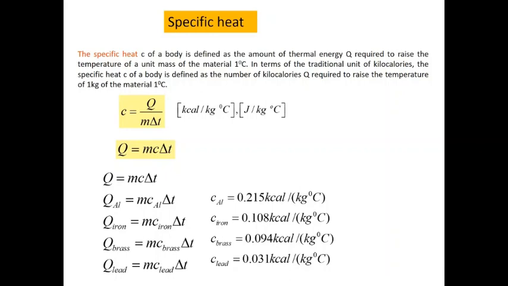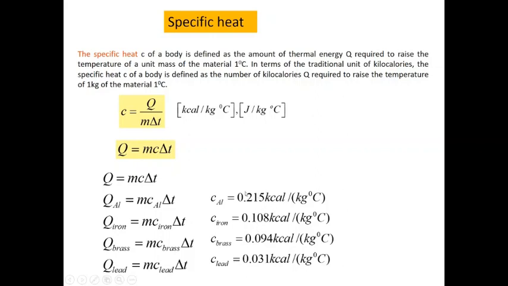That means for aluminium, specific heat is 0.215 kilocalorie per kilogram degrees Celsius. That means that you need 0.215 kilocalorie of energy in order to increase the temperature of 1 kilogram of aluminium by 1 degree Celsius. Same thing you can say about iron, brass, and lead.